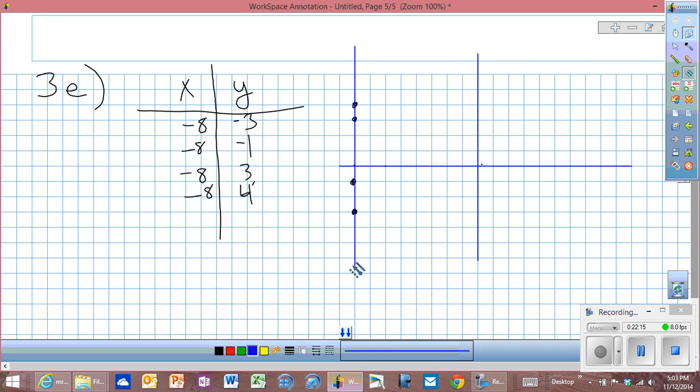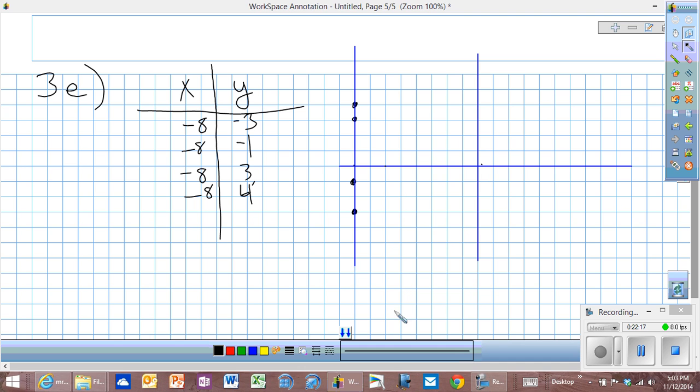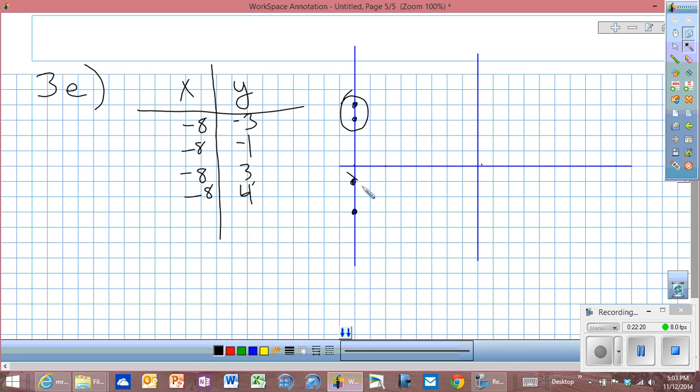When I draw that vertical line, does it go through more than 1 point? Right here it crossed 2. I don't even care what happened with these 3. Anytime it crosses just 2, that's enough to say this is not a function.